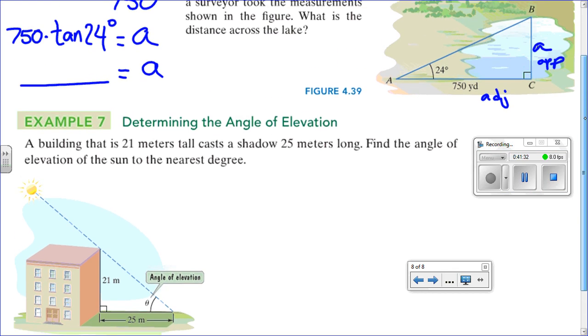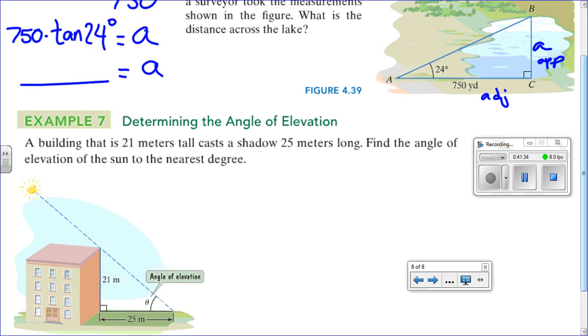Does anyone have it? 750 times tangent of 24. 333.9... 333.922? Okay. And the units here are in yards.